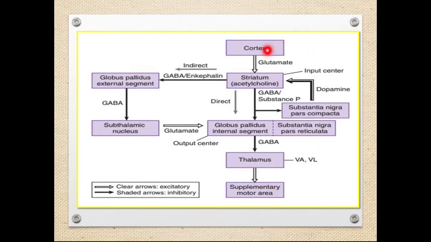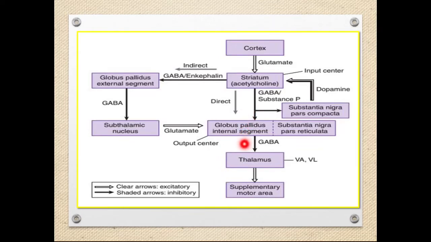Did you get it? Let me repeat it once again. If we stimulate cortex and we are talking about the direct pathway, then the neurons of the cortex ending over the striatum will release glutamate, which will make the neuron of the striatum get stimulated, which will release inhibitory neurotransmitter GABA over the neurons of globus pallidus internus. So what will happen to the neuron of the globus pallidus internus? They won't get stimulated.